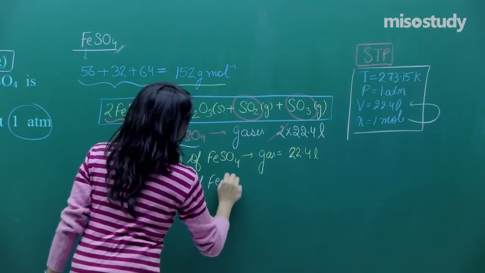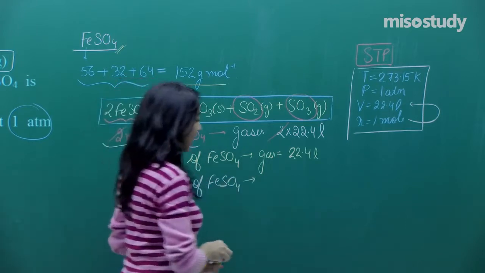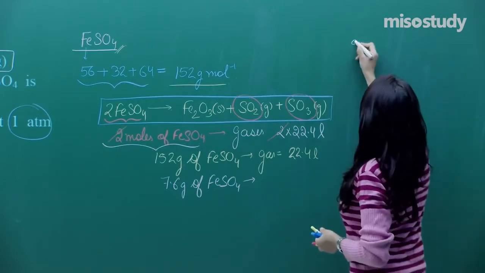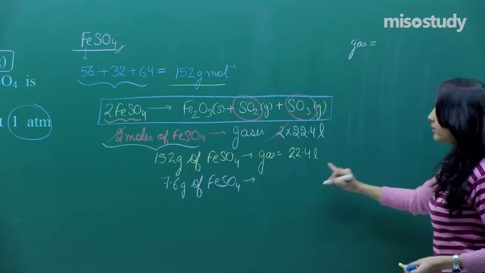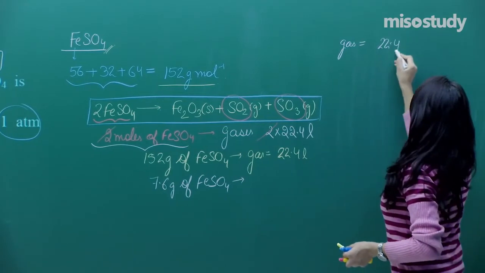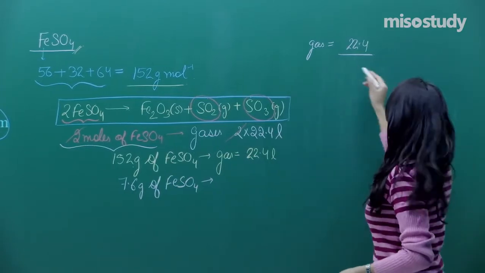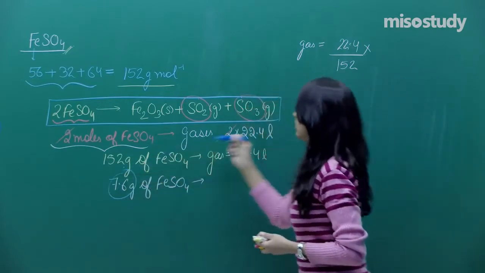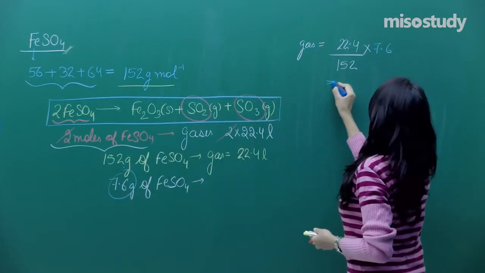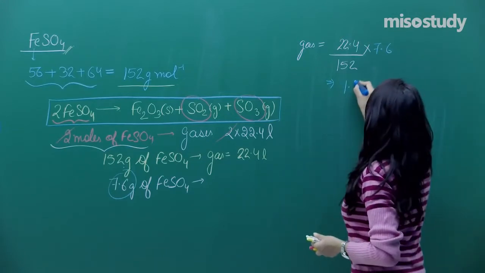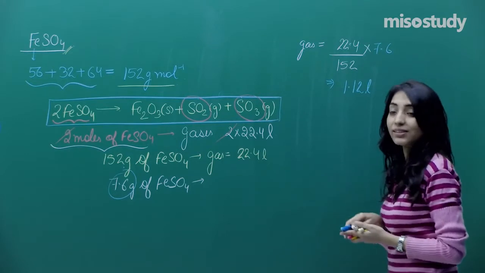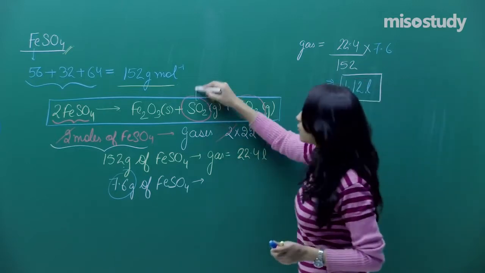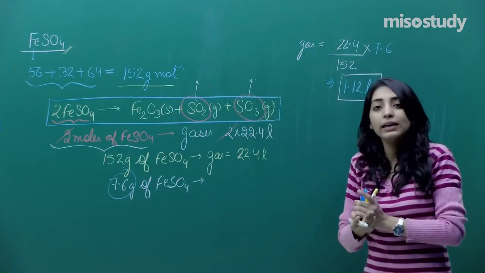7.6 grams of FeSO4. FeSO4 will be giving how much gas? It will be giving gas equal to, can I simply write, guys, 22.4 divided by 152 from here, which is then to be multiplied with 7.6. And if you do the calculation, guys, the answer comes out to be 1.12 liters. And this is the total volume of the SO2 and SO3 that will be given out.